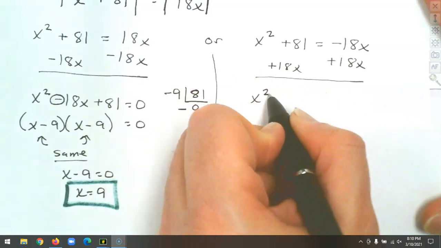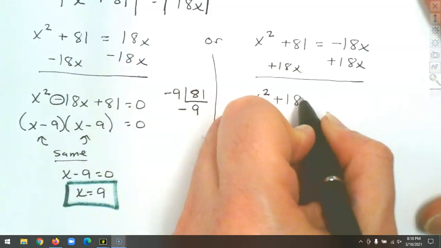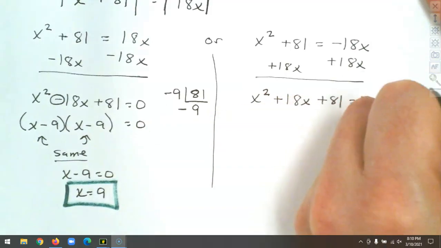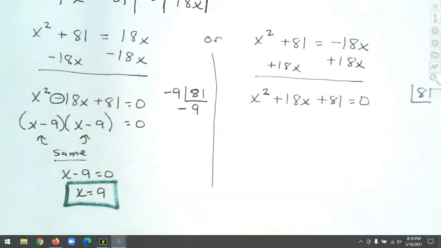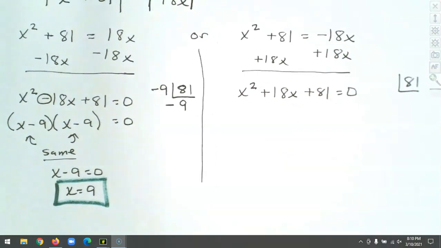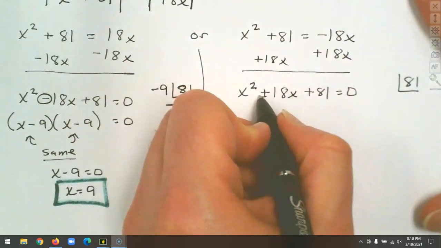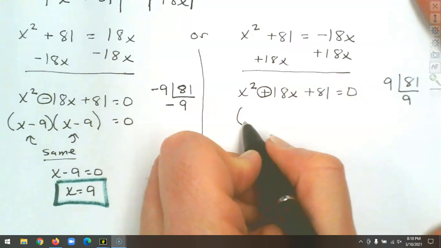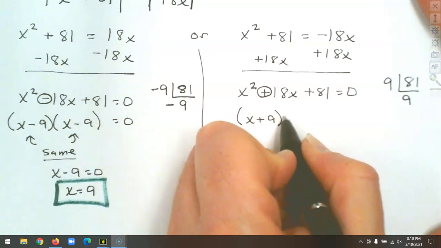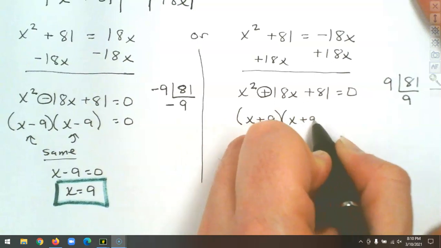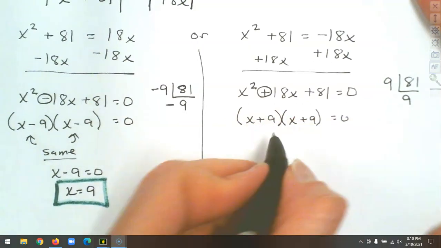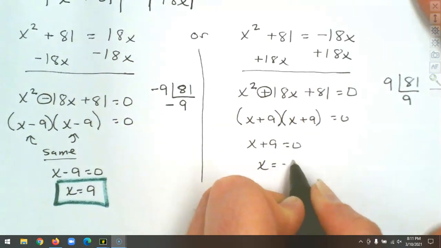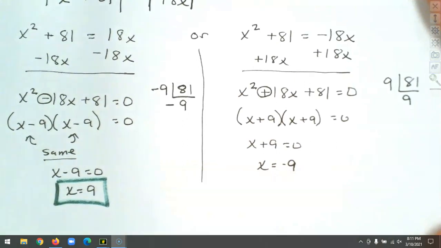That leaves you now with x squared plus 18x plus 81 equals 0. And again, 81 is a perfect square of 9 and 9. The sign in the middle is positive. So we use a positive 9 and another positive 9. That factors into x plus 9, x plus 9, and x plus 9 equals 0. Well, that gives you x equals a negative 9, doesn't it?